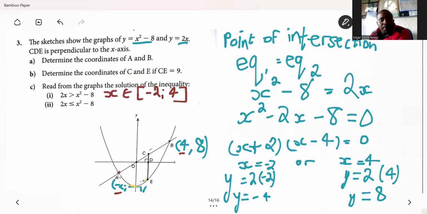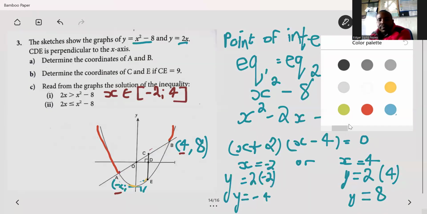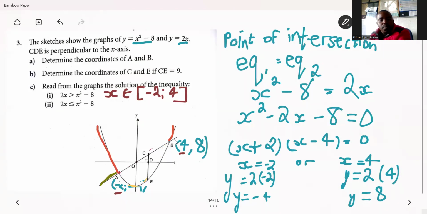So where is the straight line below the parabola? Well, in this region, before A, the parabola is above the straight line. In this region here, the parabola is also above the straight line. And you see that the straight line here is below the parabola. So in these regions, the straight line is below the parabola. That's what they're asking for: 2x is less than or equal to x squared minus 8. They're looking for the parts of the function, the x values, where the straight line is below the parabola.